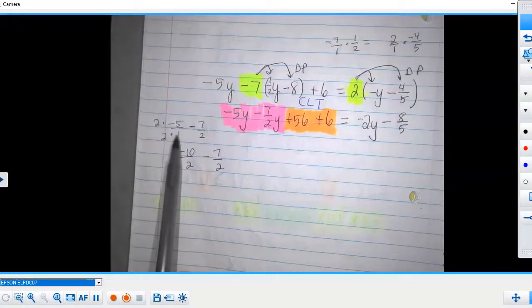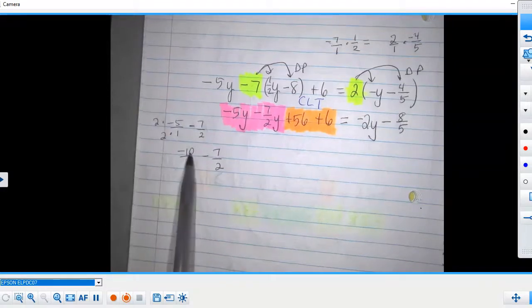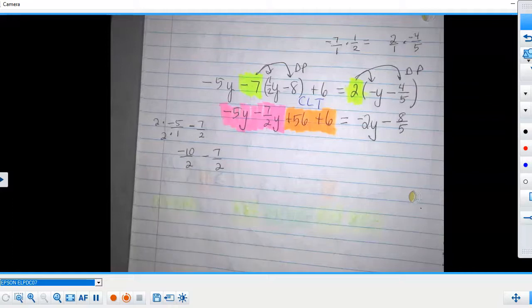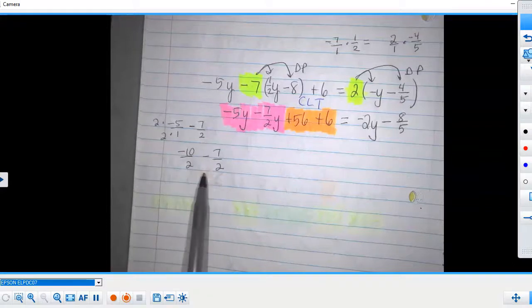Okay? So negative 5 over 1 is the same as negative 10 over 2, right? Because look at it. Negative 10 divided by 2 is what? Negative 5. This is the same person. It's just that you taught him to speak a different language and you want him to have that same denominator.